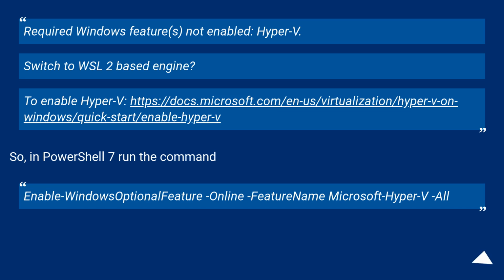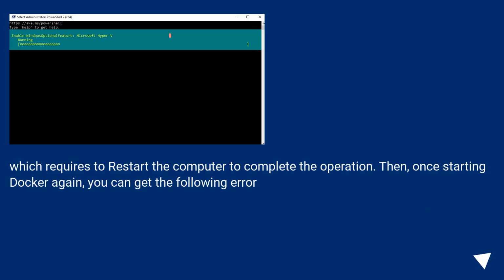To enable Hyper-V, see this URL. So, in PowerShell 7 run the command Enable-WindowsOptionalFeature -Online -FeatureName Microsoft-Hyper-V -All, which requires restarting the computer to complete the operation.